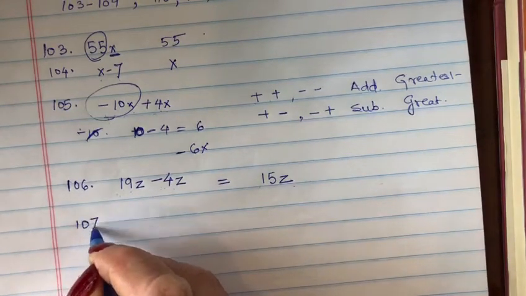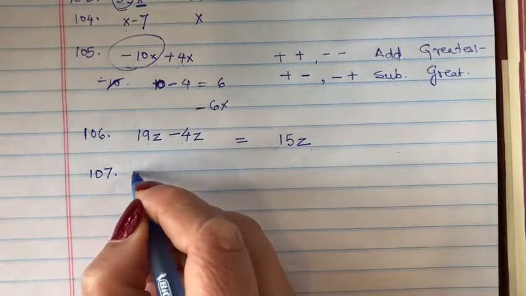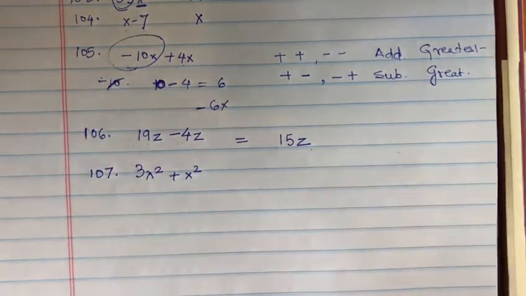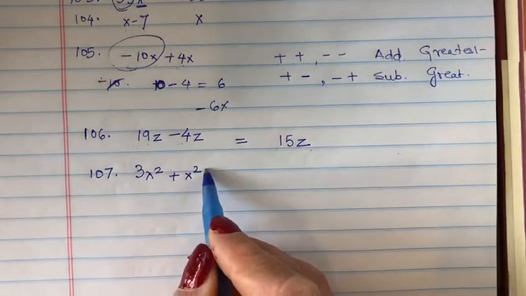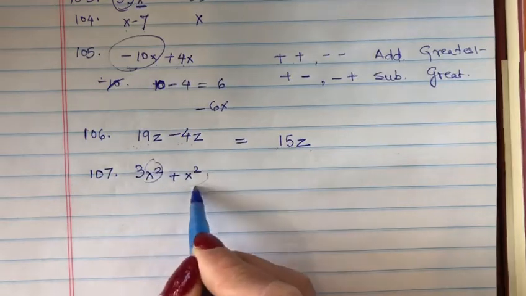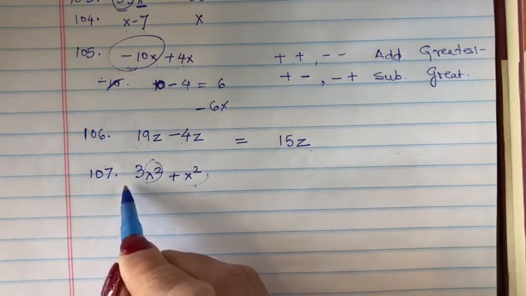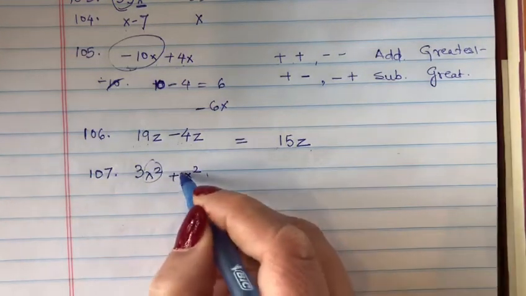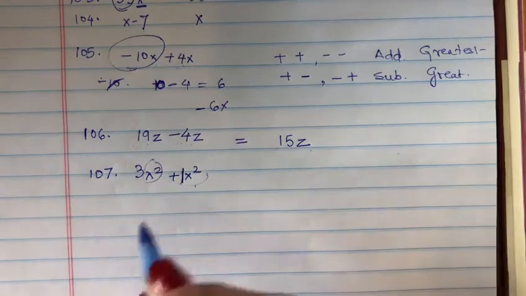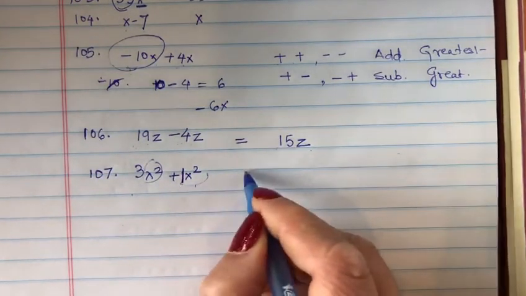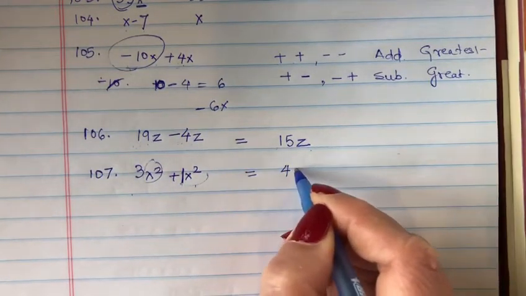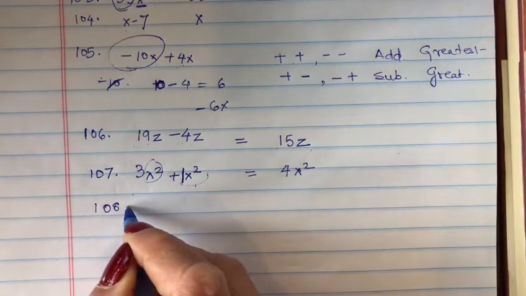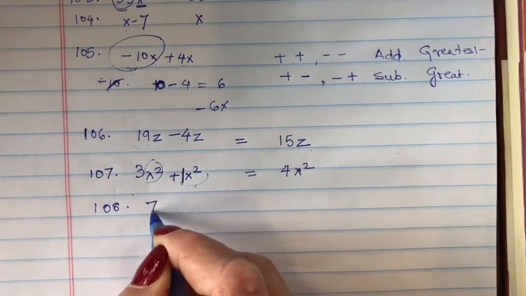Problem number 107, which is 3x squared plus x squared. Here the variable is x squared. They match, therefore we can add the numbers. There is no coefficient in front of this variable, that means there is a 1. Therefore, we would get 3 plus 1, which is going to be 4x squared.